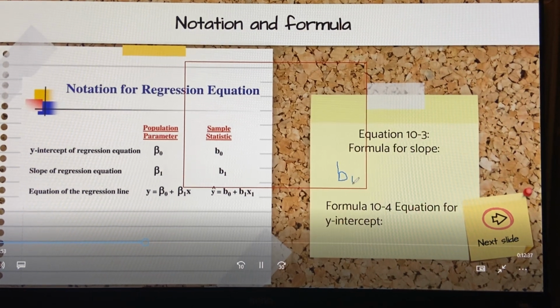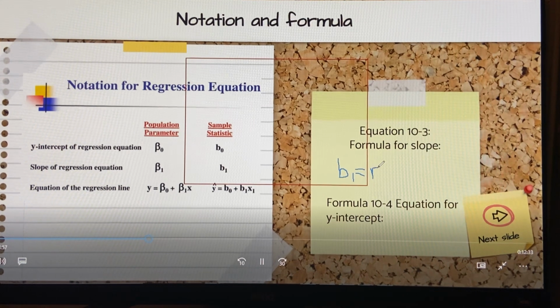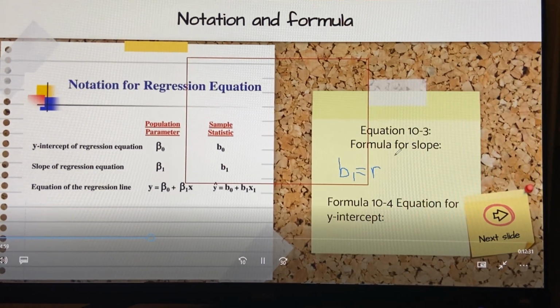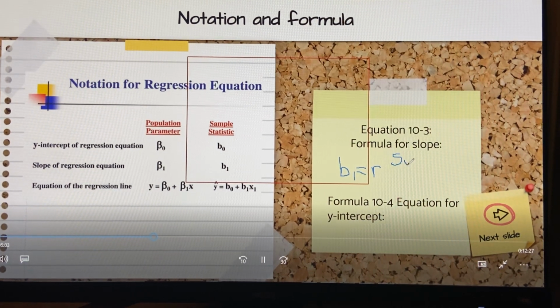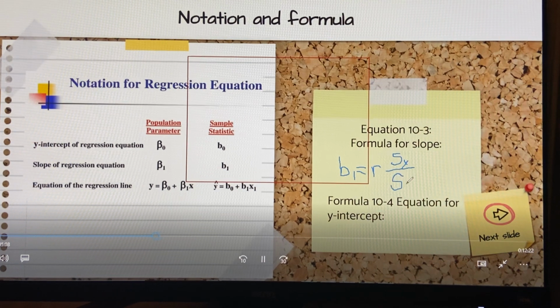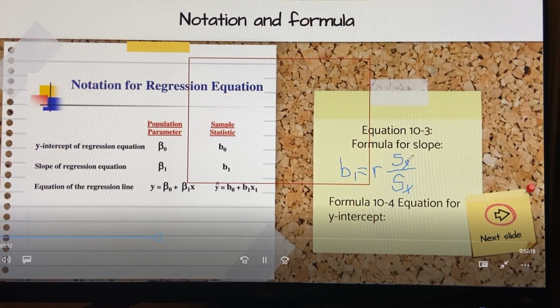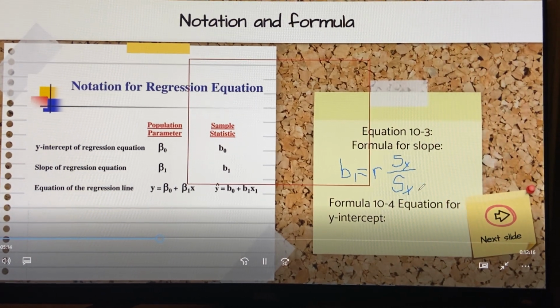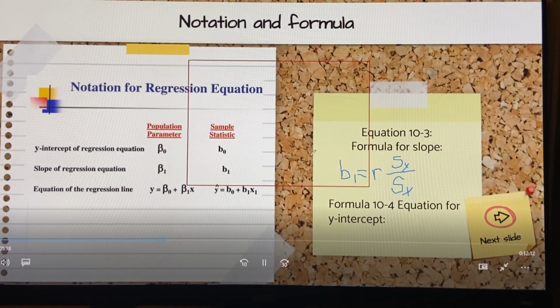Okay, so the equation for the formula of a slope is b1 equals coefficient r times sy over sx. This is the standard deviation for the y values, this is the standard deviation for the x values, and it is multiplied by the coefficient r.